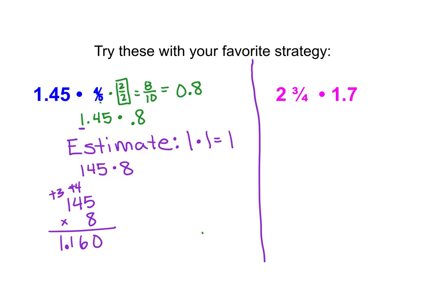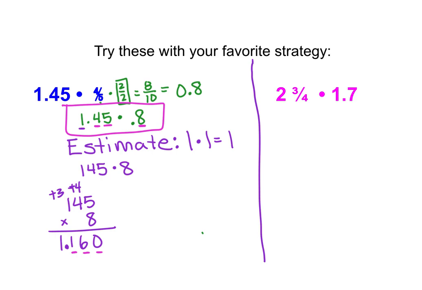So I'm going to go back up to my original equation. I have 1, 2, 3 numbers behind the decimal. I'm going to go down to my answer. 1, 2, 3. We did it correctly. All right, good job.